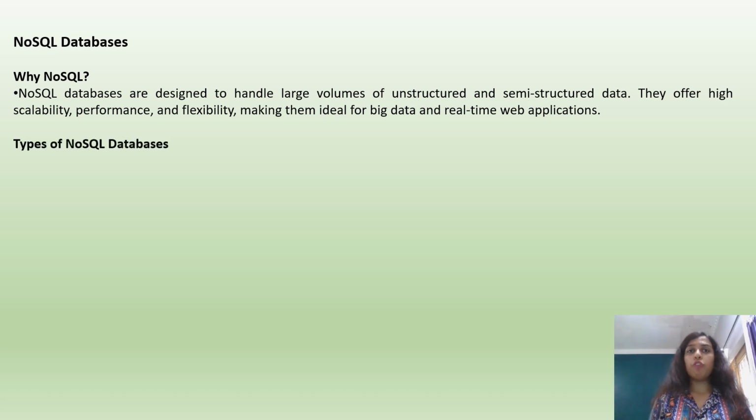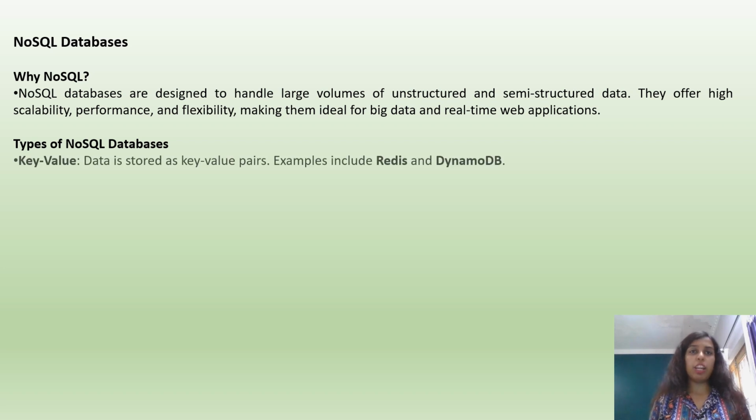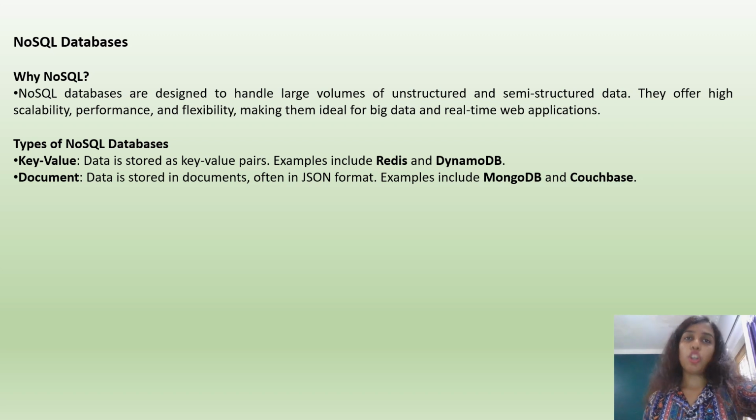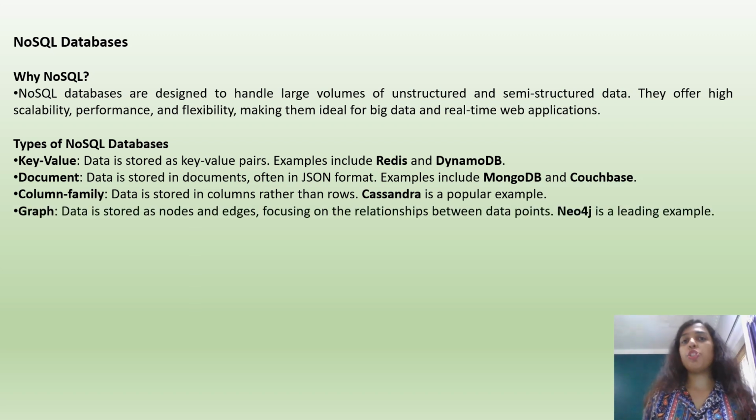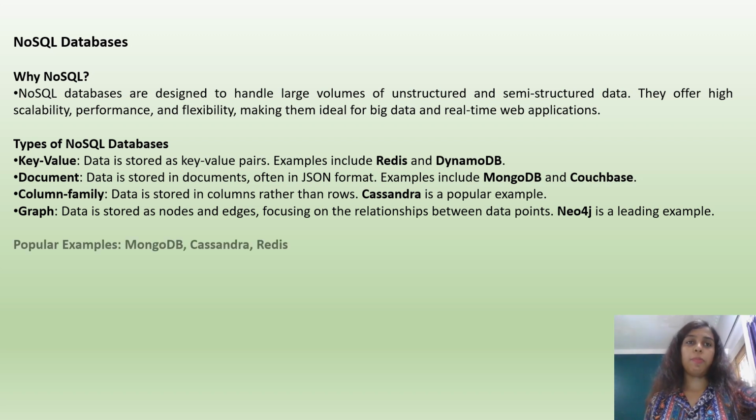There are several types of NoSQL databases, each suited for specific needs. For example, key value databases. These store data as key value pairs. They are highly efficient for tasks like caching. Document databases. These databases store data as documents. Column family stores. Instead of storing data in rows like relational databases, they store it in columns. Graph databases. As mentioned earlier, these databases focus on the relationship between data points. Popular examples of NoSQL databases include MongoDB.